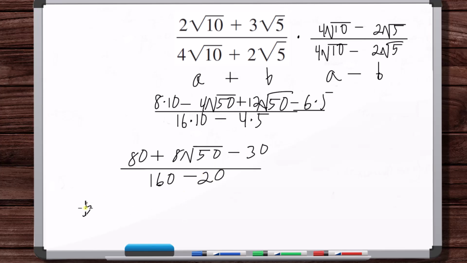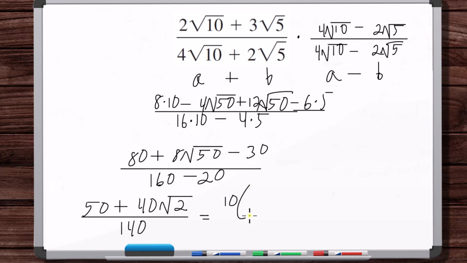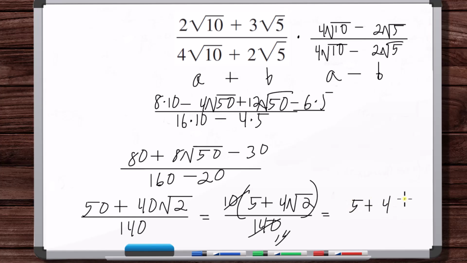So 80 minus 30 is 50. Now here you've got 25 times 2, so we can take out a 5. And then, okay, now we can factor out a 10. And there we go.